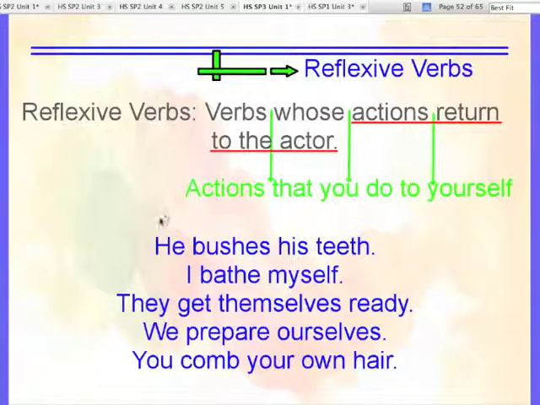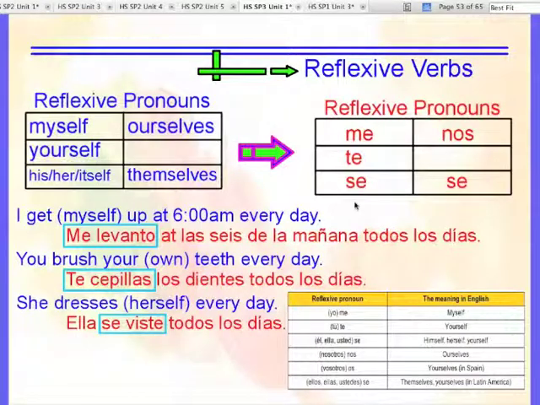Actions that you do to yourself. He brushes his teeth. I bathe myself. They get themselves ready. We prepare ourselves. You comb your hair. Okay, so imagine the reflexive pronoun as the yourself or myself, himself. He dresses himself, right?